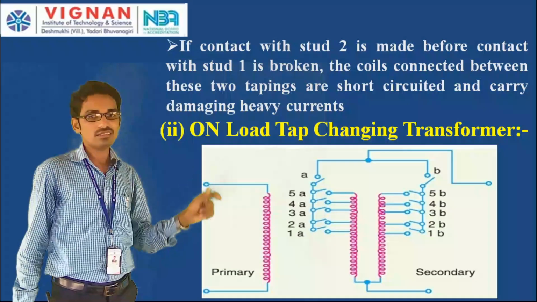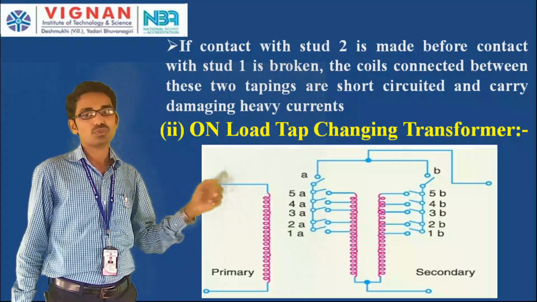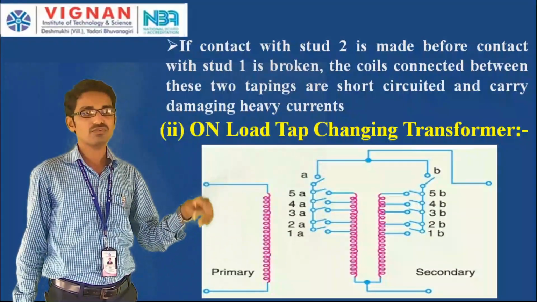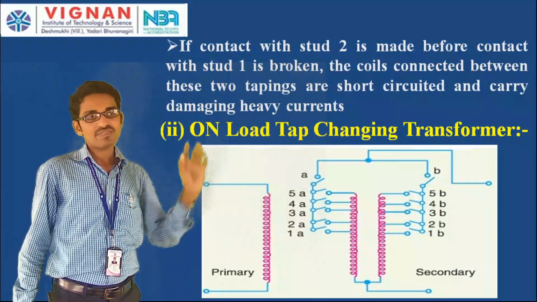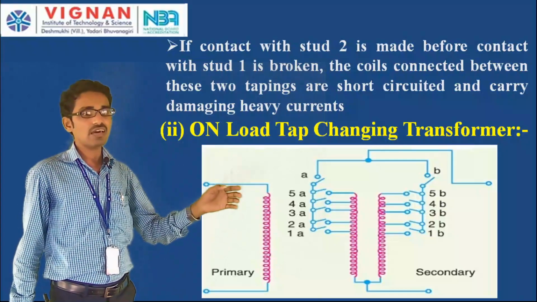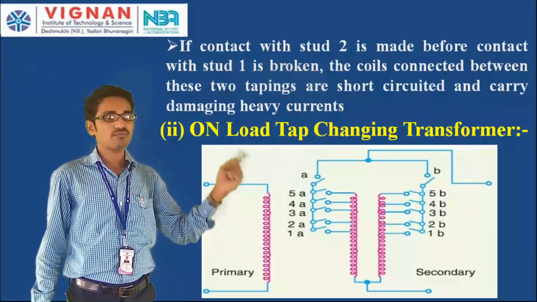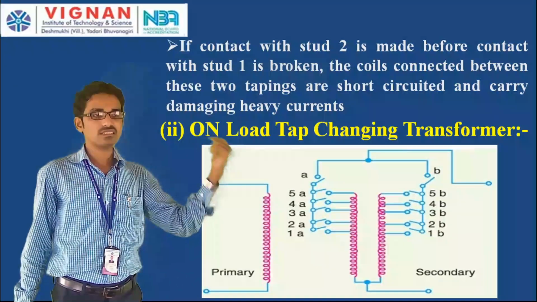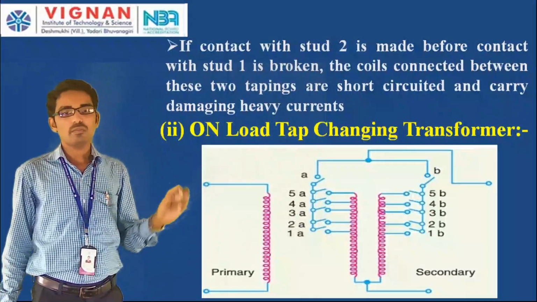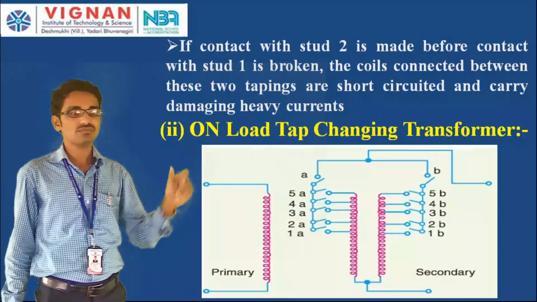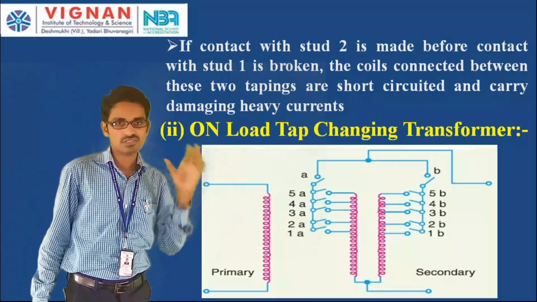With the same number of studs, that is 1A, 1B, 2A, 2B, 3A, 3B, 4A, 4B, 5A, 5B, you have the tappings on the secondary. You also have two main switches, one for each winding, A and B. By opening or closing those switches, we can control the tapping positions.